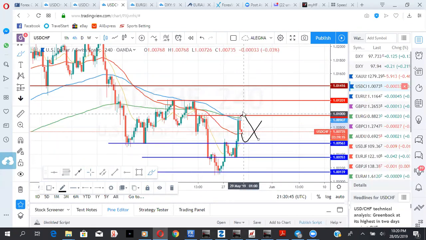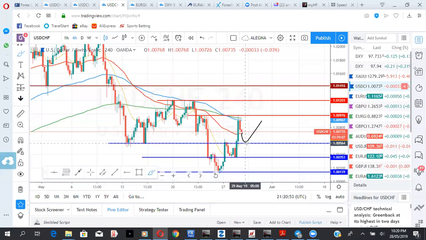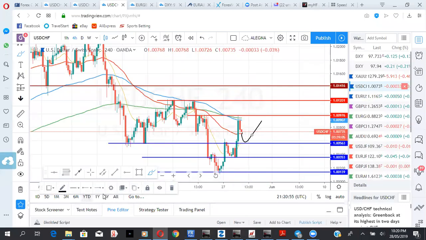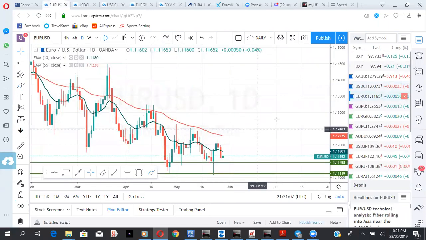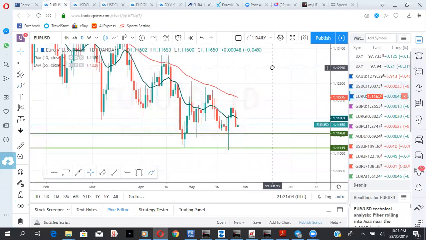But remember, this point is where you have the 13 from the daily and the 55 all lined up. So with that, we go over to our next pair. Next pair we'll be looking at is the EURUSD. Go to the EURUSD.